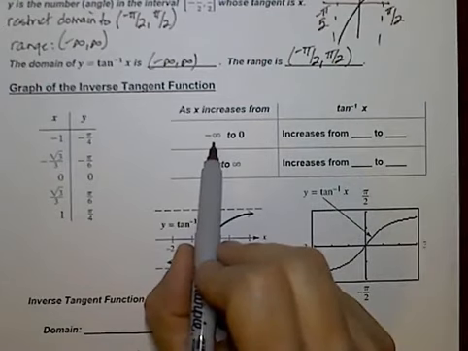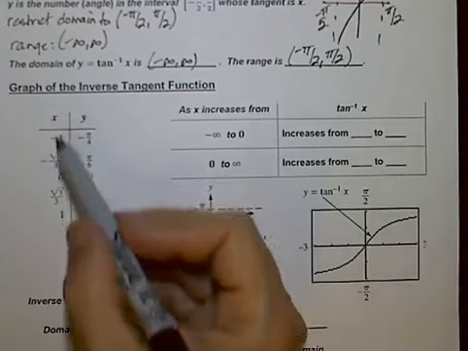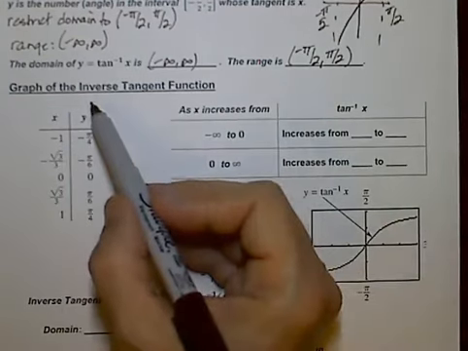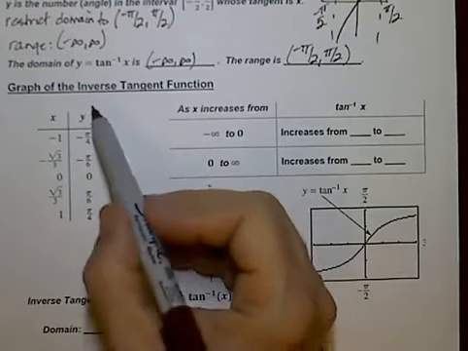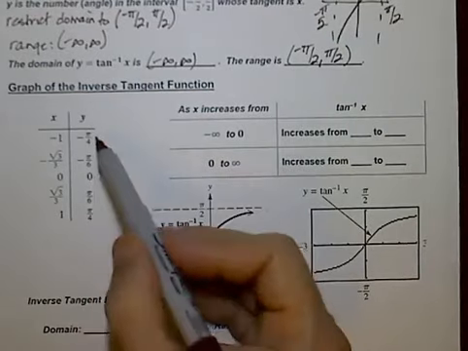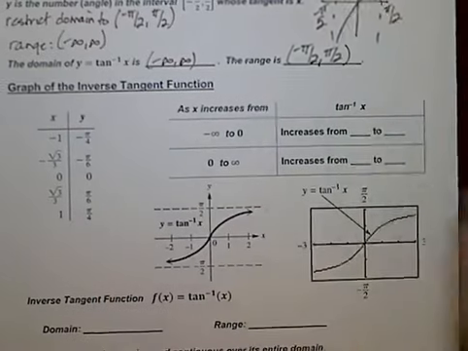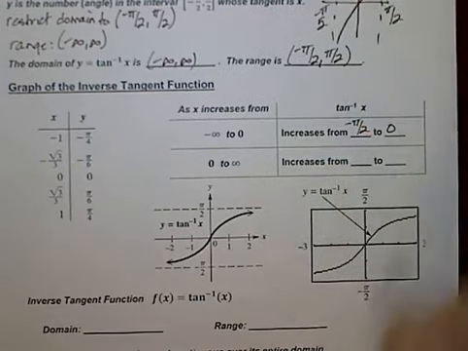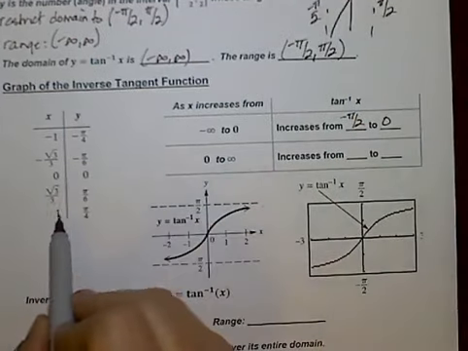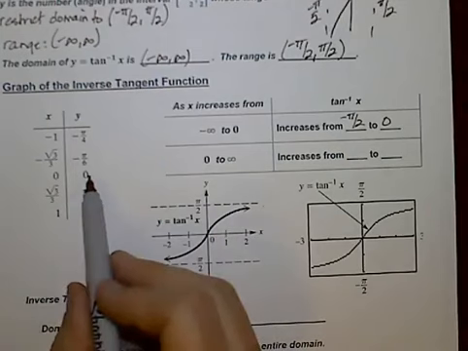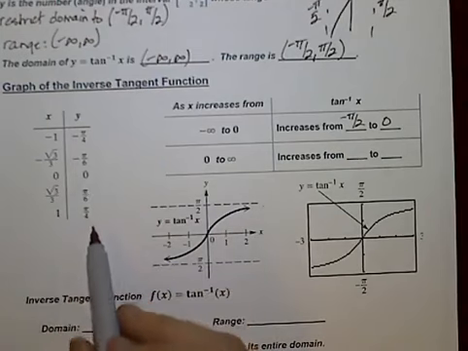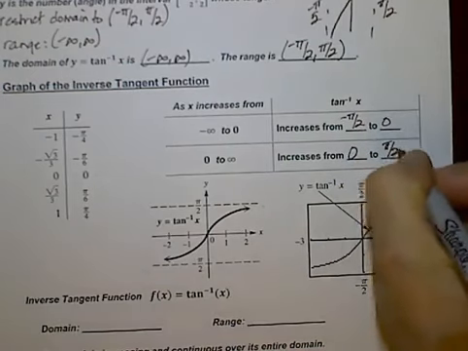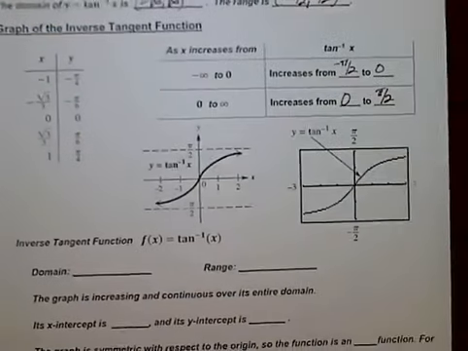What happens with this is that as x increases from negative infinity up to 0, what happens with our y values, our angles, is that they go from negative pi over 2 up to 0. So the furthest down they can go is negative pi over 2, and we can't even include that negative pi over 2. And then as our x's go from 0 to 1, our y values, our angles, are going to increase from 0 up to pi over 2. And again, we can't actually include the pi over 2.